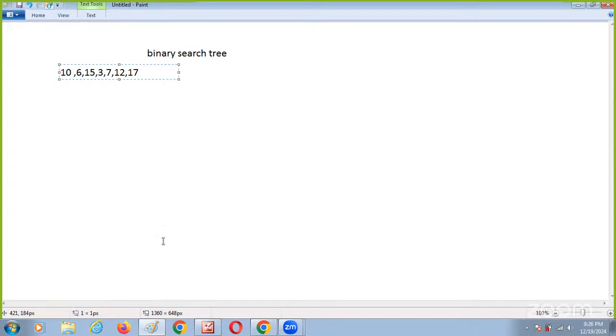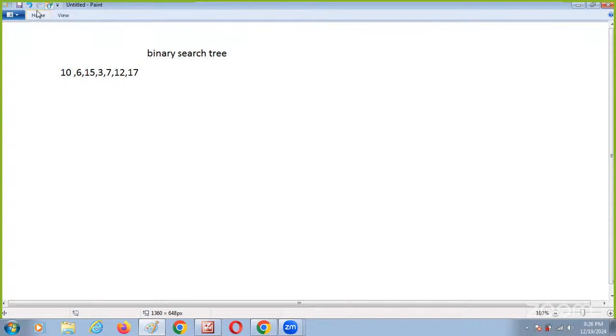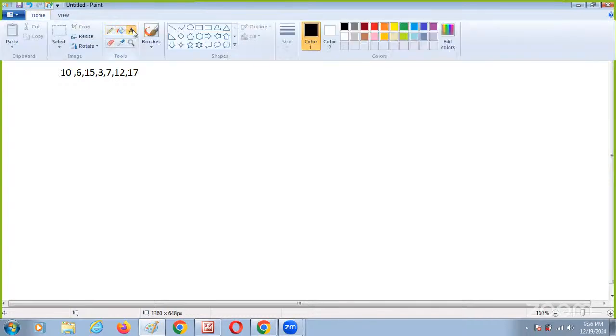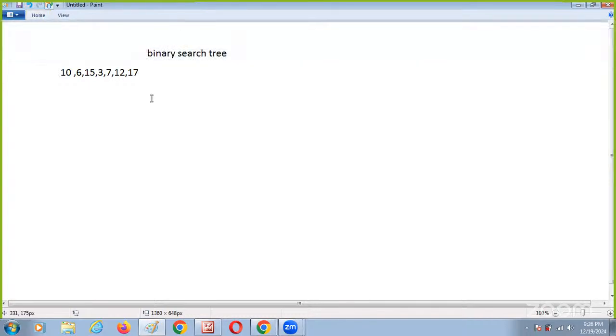First of all, what is binary search tree? Suppose these elements I am storing in the form of a binary search tree. Let me explain this, also what the time complexity is and how to find the time complexities. That is my intention. Finding the time complexities is very, very important for any problem statement. So basically, what is a binary search tree?